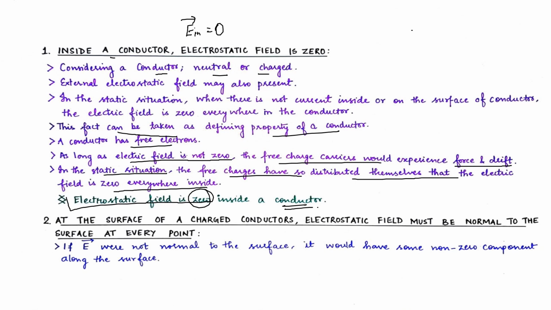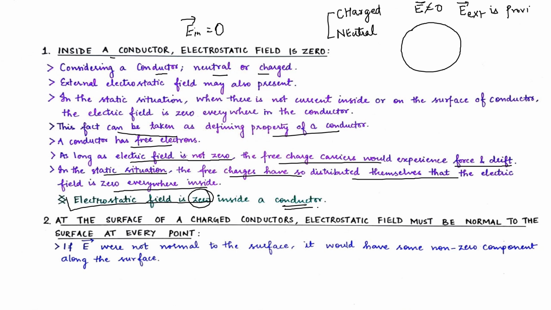We are having a charge, like we are having a conductor. It can be charged or neutral. It doesn't make any difference. Now, in the absence of electric field, everything is as such, but now we have provided some external electric field. E external is provided. As soon as we provide E external, what will happen?